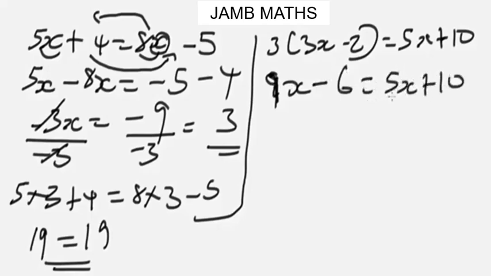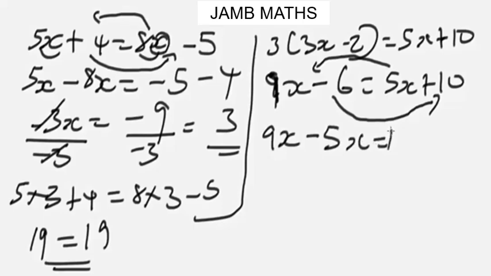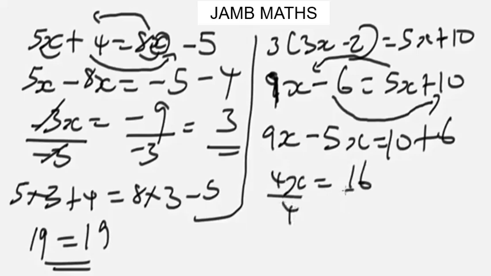Now I collect like terms. This 5x will cross over the equality sign and change to negative 5x, and this negative 6 will cross over the equality sign and change to plus 6. So when you express it, you're going to have 9x minus 5x equals 10 plus 6. 9x minus 5x gives us 4x equals 16. Now to make x the subject, divide both sides by 4. So 16 divided by 4 gives us 4. So therefore x is what?